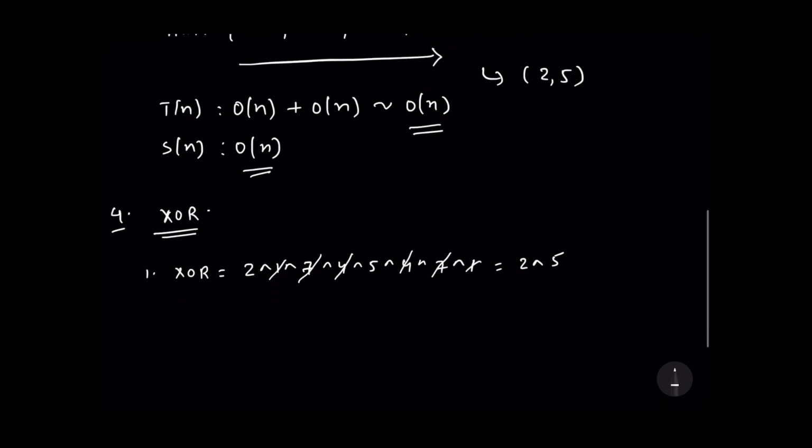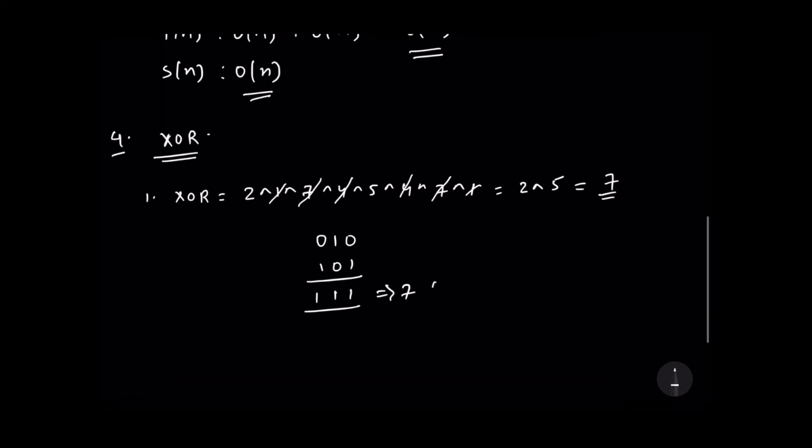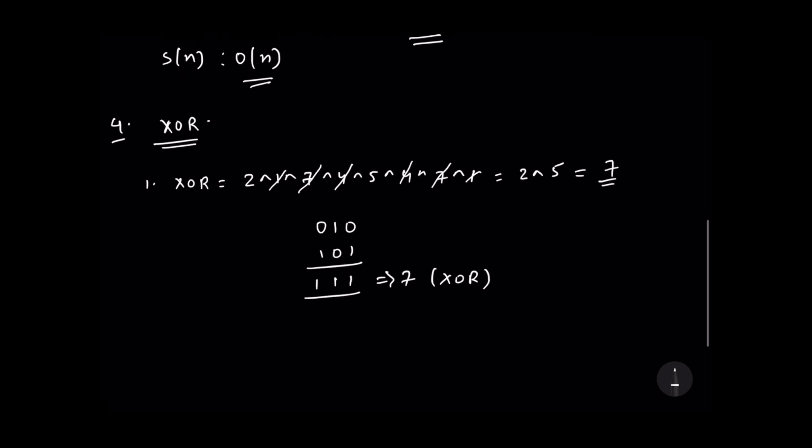So now what is 2 XOR 5? 0 1 0 XOR 1 0 1 is 1 1 1, which is 7. So 2 XOR 5 is 7. So this is my XOR, the value is 7. We'll keep a note of that. So we found the XOR of all elements in the array, which is essentially the XOR of the two elements which are present only once, which is 7.